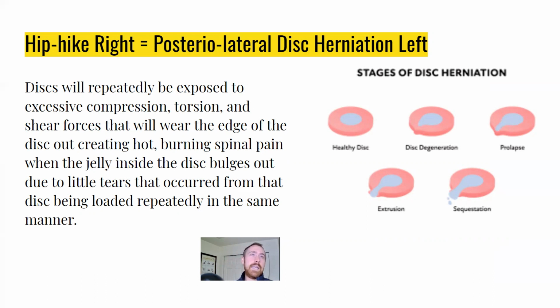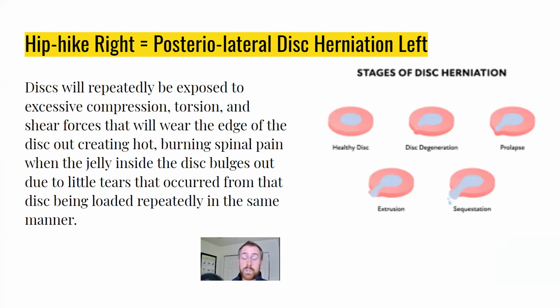Discs will repeatedly be exposed to excessive compression, torsion, and shear forces that will wear out the edge of the disc, creating hot, burning spinal pain when the jelly inside the donut bulges out due to little tears that occurred from that disc being loaded repeatedly in that same manner. So somebody got stuck in that hip hike, load, load, load. Every step they take, every move they make, they're stuck in that hip hike because the hips are not working.